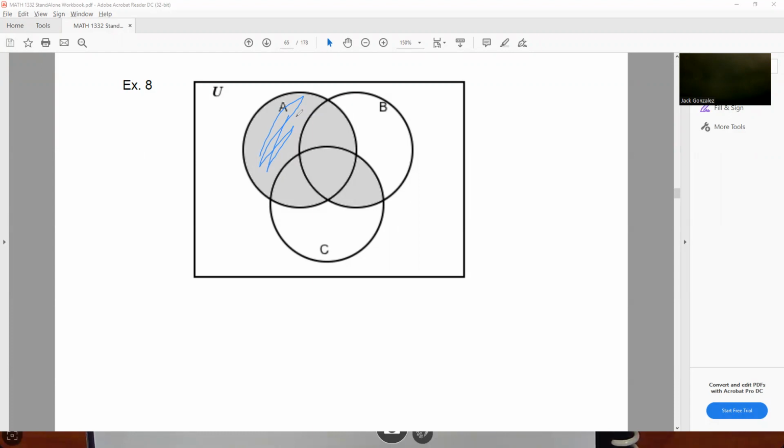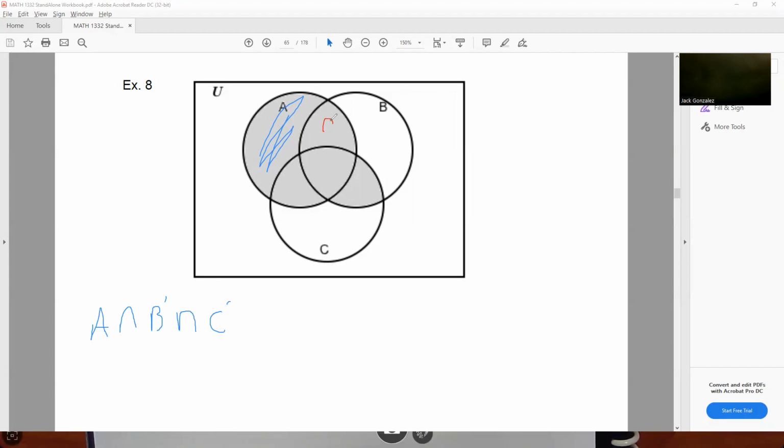That's gonna be A intersect not B, not C. So the blue is gonna be A intersect, so not the B and not the C. So it would leave me only with the A chunk. Let's see if I can use different colors.